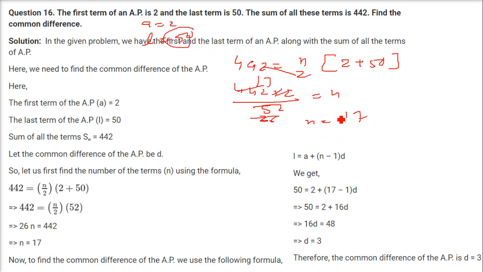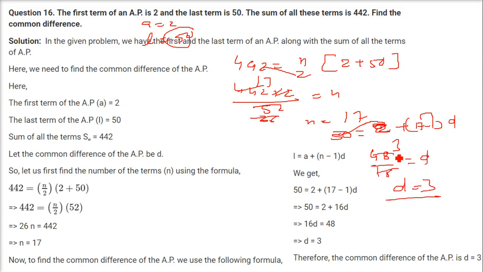The last term is also known. Let us use the nth term: 50 is equal to A plus N minus 1 into D. A is 2 plus 17 minus 1 into D. So here we are finding D. 50 minus 2 is 48, and 17 minus 1 is 16. So dividing 48 by 16, this is going to be 3. D is going to be 3. This is how D is 3.